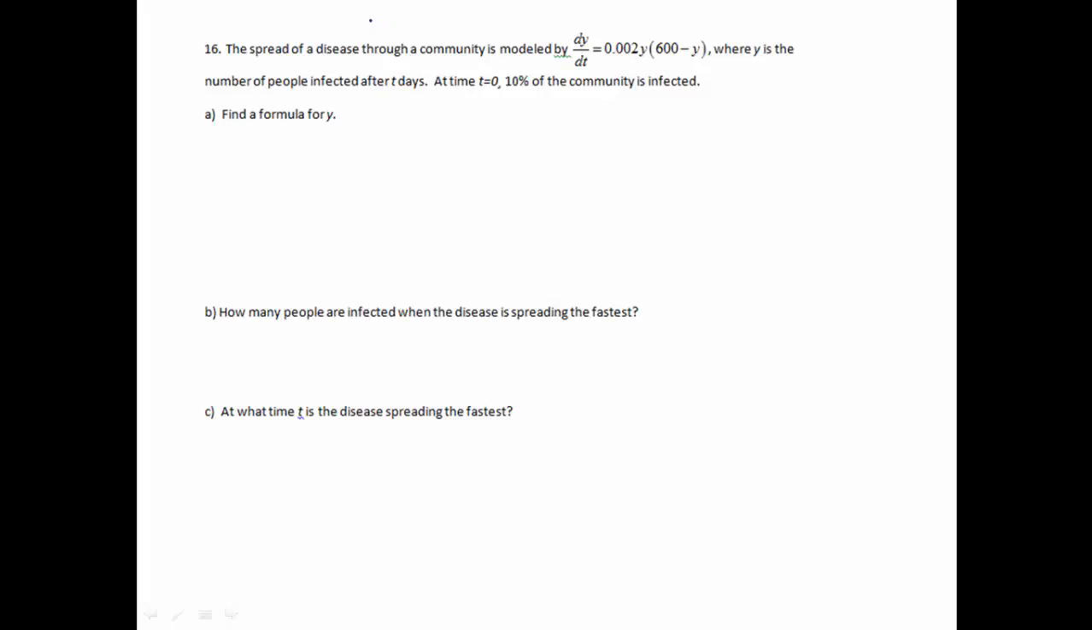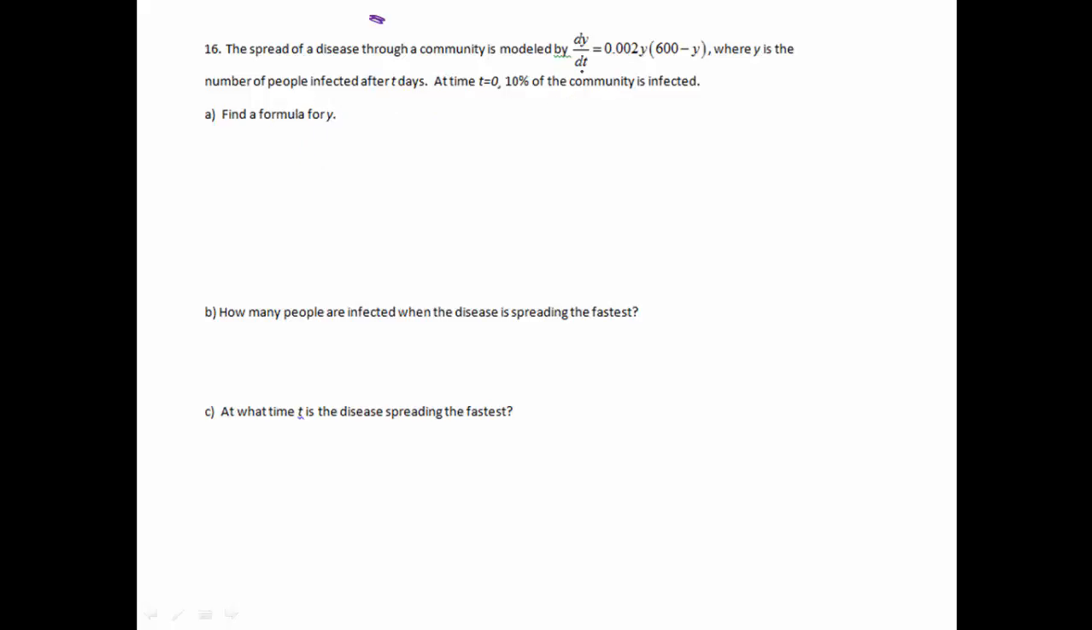Number 16, the spread of a disease through a community is modeled by dy/dt equals 0.002y times the quantity 600 minus y, where y is the number of people infected after t days. At time t equals 0, 10% of the community is infected. Find a formula for y.